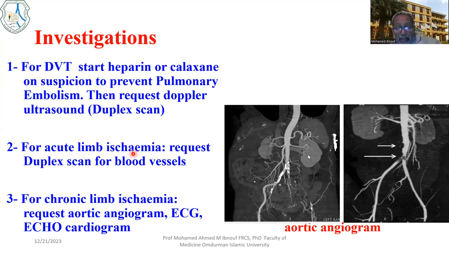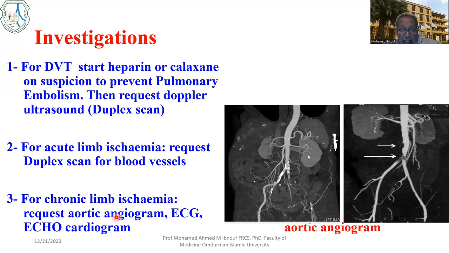For acute limb ischemia, we request a duplex scan, that is ultrasound of the lower limb, to see the blood flow in the arteries and veins. In acute limb ischemia the artery is usually obstructed, usually high in the femoral artery and the profunda femoris. Also, the radiologist will hear the differences of sounds between veins and arteries and will know the site of obstruction.